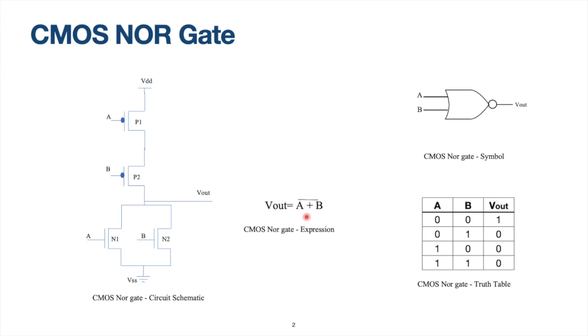And here is the expression for a NOR gate, which is A plus B the whole bar. And this is the symbol of a NOR gate. And here is a truth table. We have two inputs, A and B. Therefore, we have four possible combinations: 0,0, 0,1, 1,0 and 1,1. The corresponding output for the possible input combinations are given. Let us verify one by one.